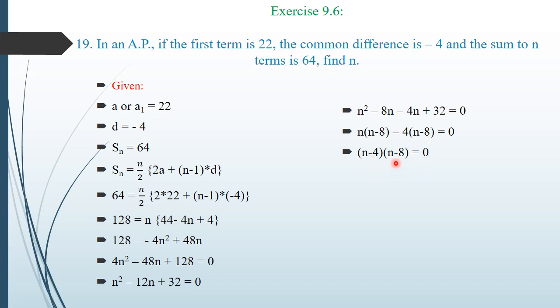Now, product of these two terms is equal to 0, which means either this term should be 0 or this term should be 0. Equating these two terms separately to 0 in order to arrive at the n value, I'll get n is equal to 4 or I'll also get n is equal to 8, which means that sum of 4 terms of this AP is also equal to 64 and sum of 8 terms of this AP is also equal to 64. You can verify this answer on your own by substituting n value as 4 and n value as 8 separately and calculate whether you are going to get answer as 64 or not.